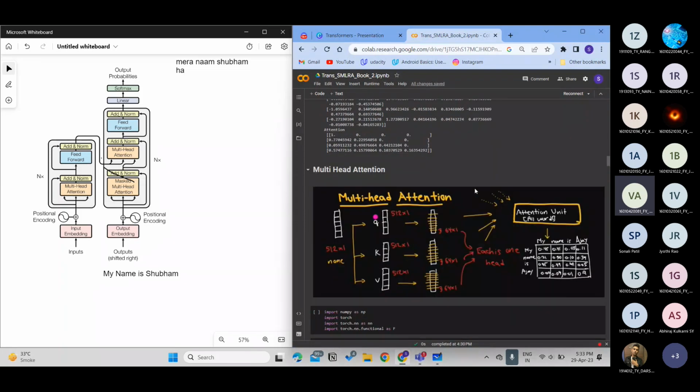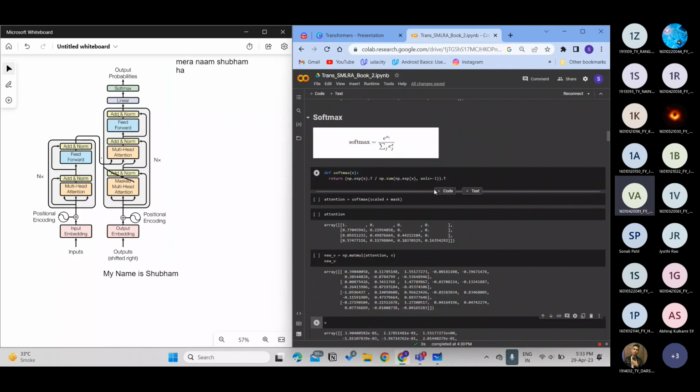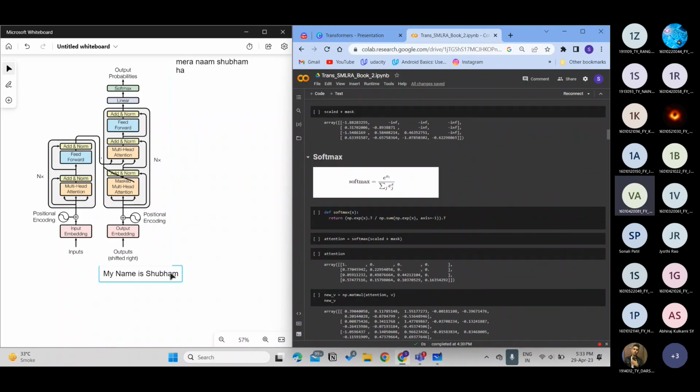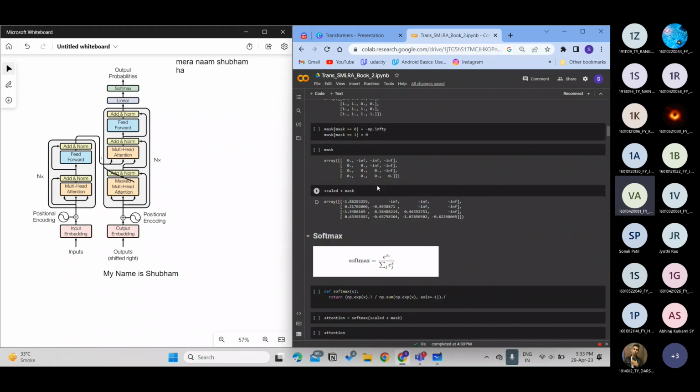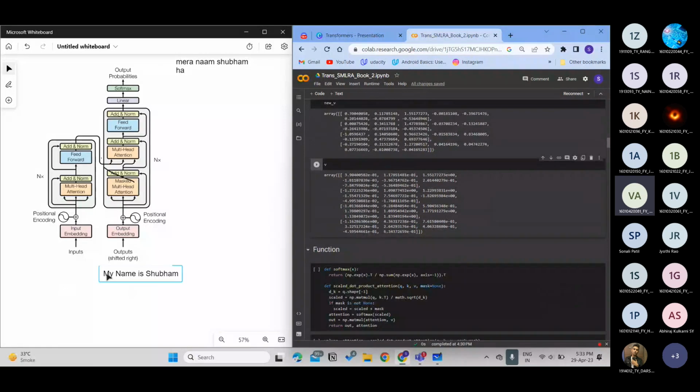Now coming to multi-head attention. We just talked about attention, correct? There was only one array and only one sentence; we were making only one array, but it doesn't work that way. What I did here was I took "my" and found its dependency on the basis of "name", "is", and "Shubham".